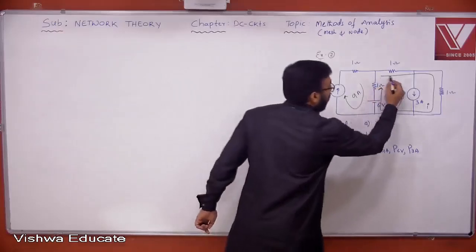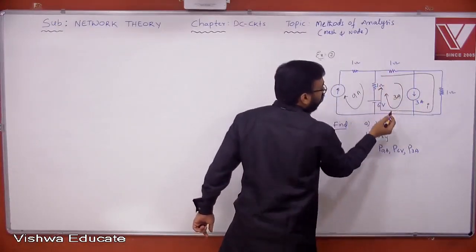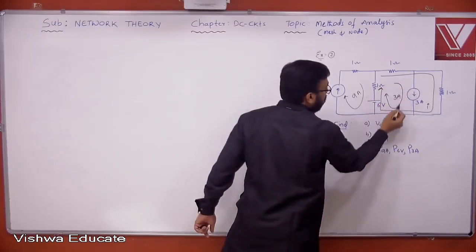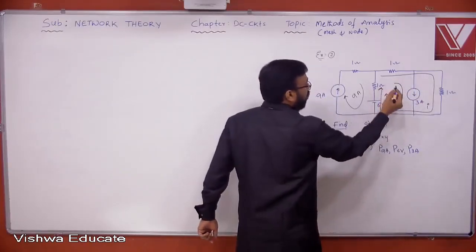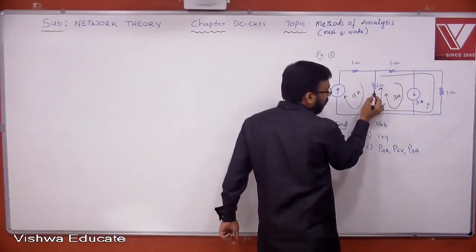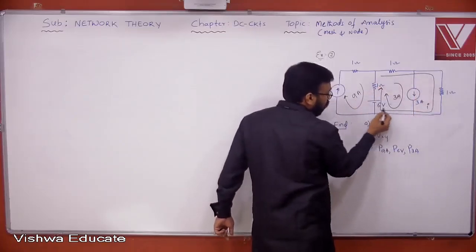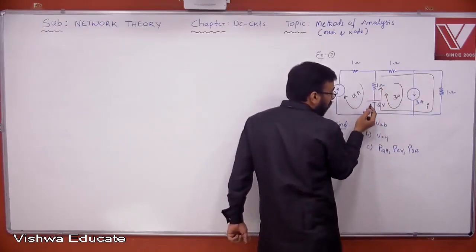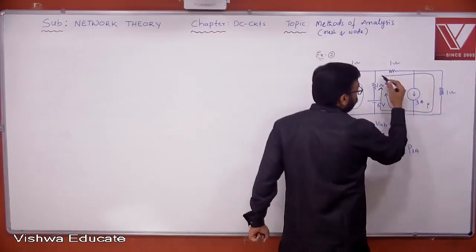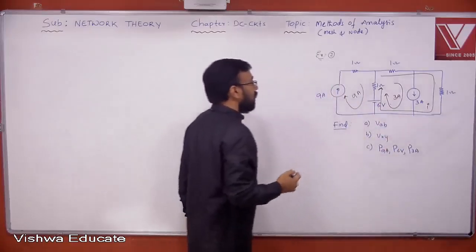Now let us apply KVL in this loop. Now this element belongs to both second and third, right? Second and third. So what is the amount of current passing here? I plus 3. What is the element that belongs here? This belongs to first loop, second loop and third loop. Remember. This element belongs to first, second, third. And this element belongs to only the third loop. Yes or no, all of you?